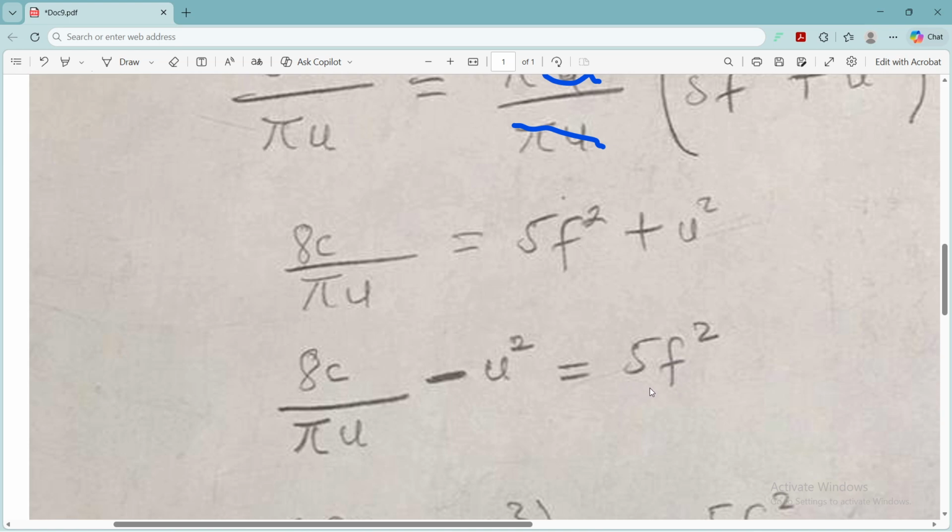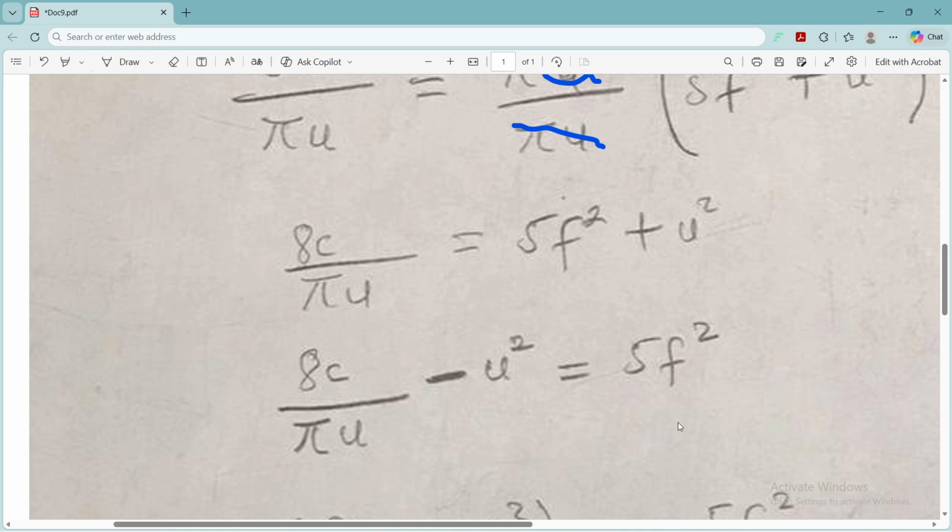We have to cancel out by 5, right? And whatever you do for the left hand side of the equation, you do the same for the right hand side of the equation. And in reciprocal order, whatever you do for the right hand side of the equation, you do the same for the left hand side. So that means we have to cancel out both sides by 5.